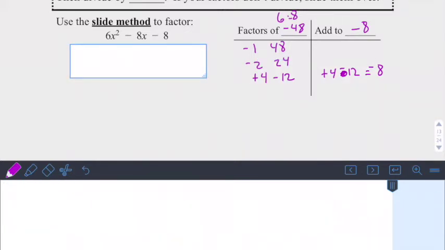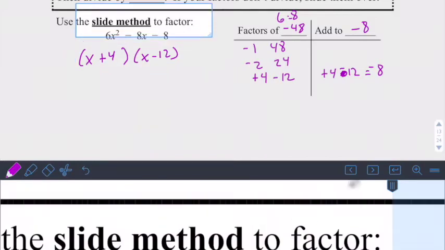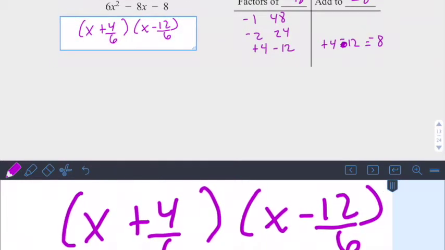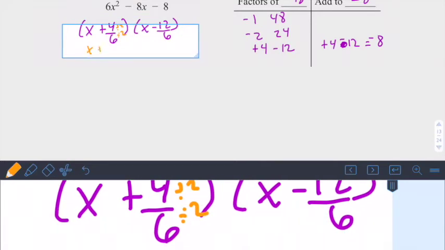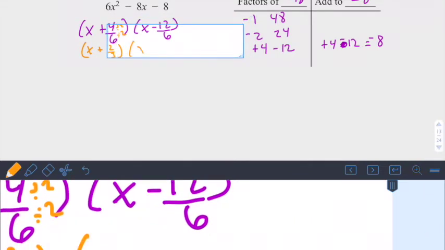So I'm going to write it as x plus 4 and x minus 12. That part's the same, except we're going to divide it by a. So we're going to divide it by 6. Well, this is one of those cases where it doesn't divide that nicely. We're just going to simplify our fractions. So I can divide both of these, the top and the bottom, by 2. So I get x plus 2/3. And then over here, this one actually does divide. So I'm going to say x minus 2.